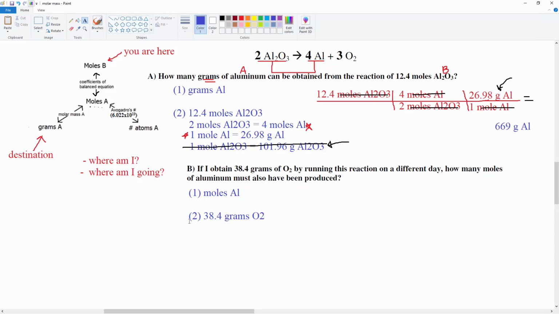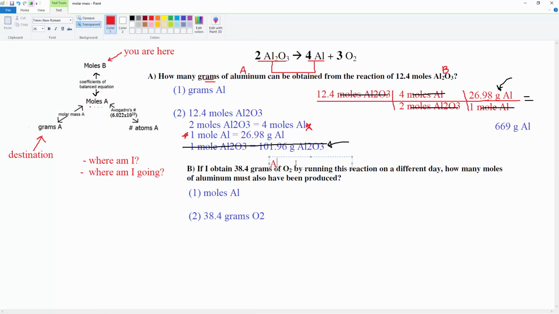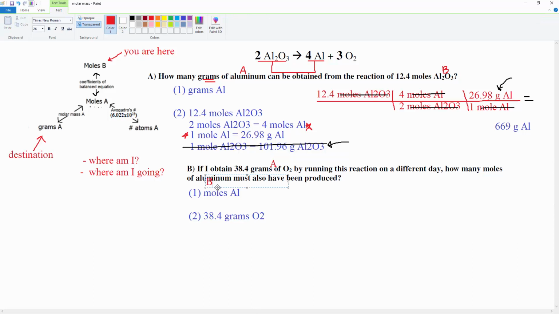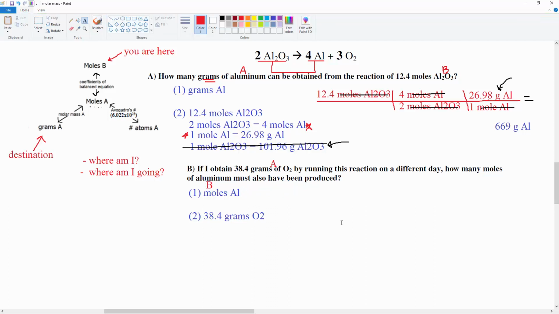Before I fill out the rest of these, I'm just going to go over to the roadmap and identify grams is right here, and this is where I've got grams. So I'm going to make this A. It doesn't really matter, but it'll be helpful, right? And aluminum I'm going to call B. Right, so here now we're given grams of A, and we're looking for moles of B.